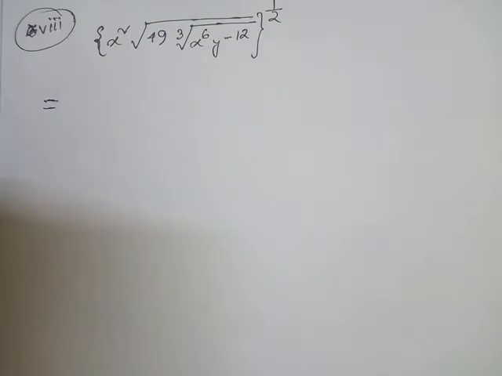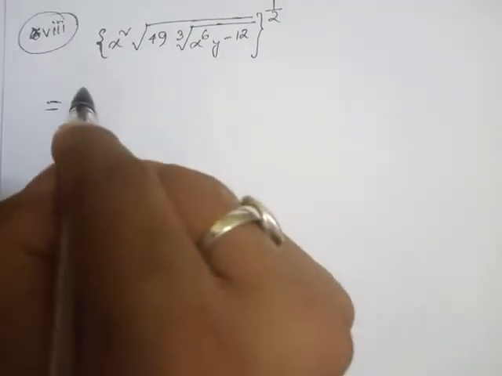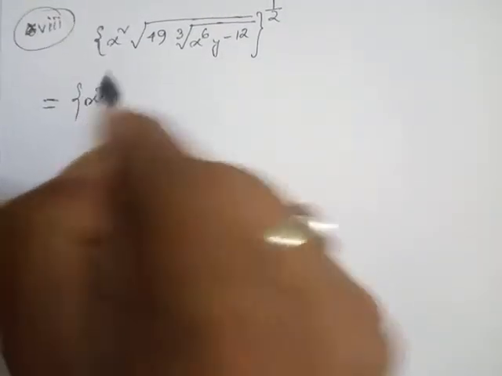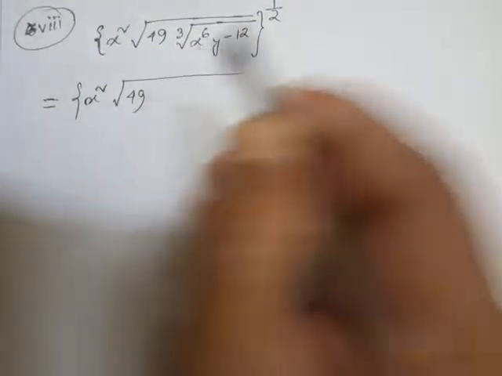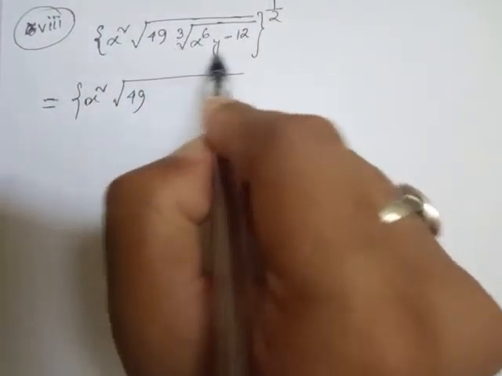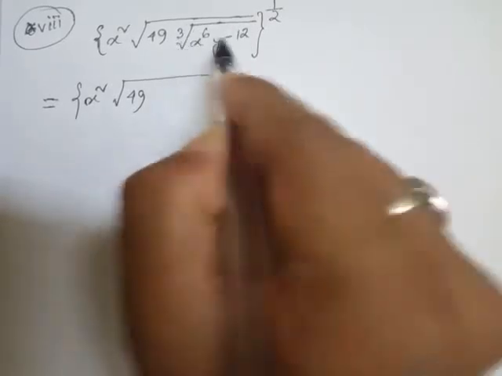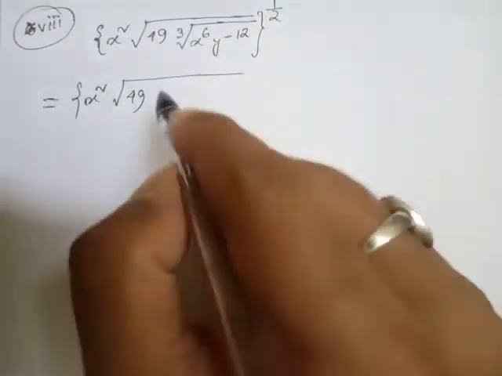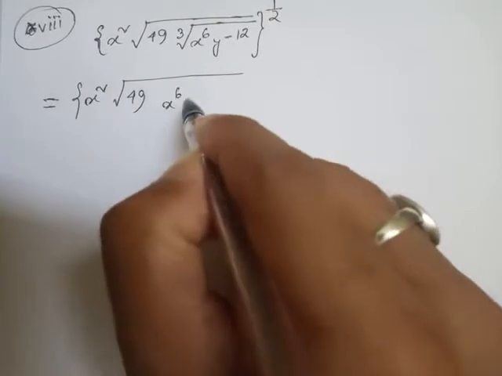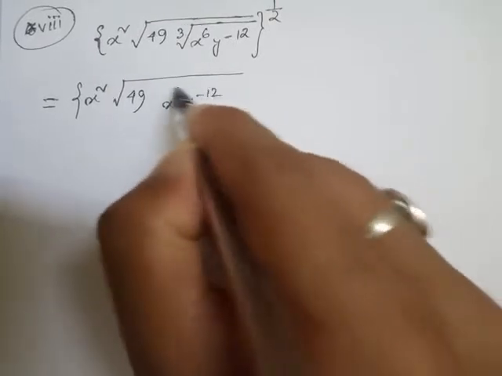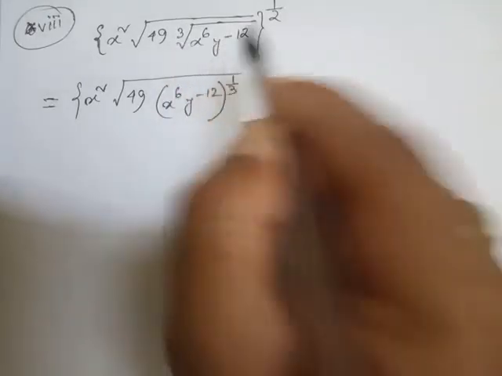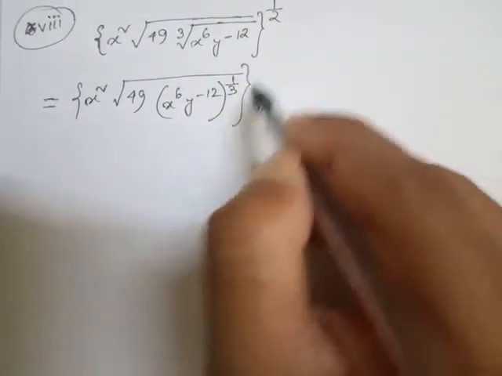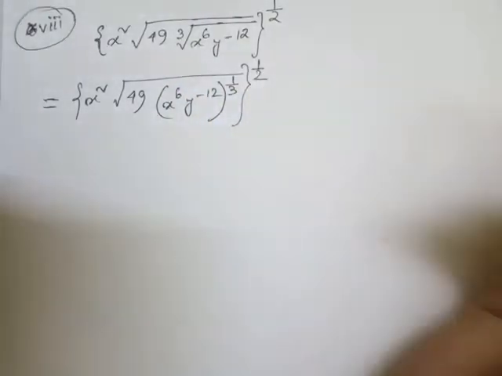Look here how to solve this. So first of all, second bracket, then x square will be written, and therefore root over 49. Now this is the cube root of this value. I repeat again, cube root of this value. So this will be written like x to the power 6, y to the power minus 12, and whole to the power 1 by 3. This is the cube root of this, and then the whole thing in bracket to the power half.